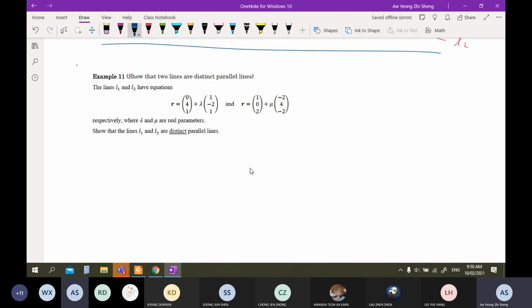But in the printed version, they are naming the points. This point as A, this point as B. It's just for easier referencing.